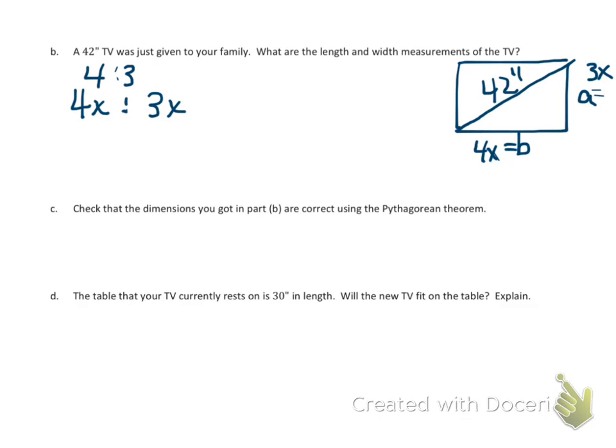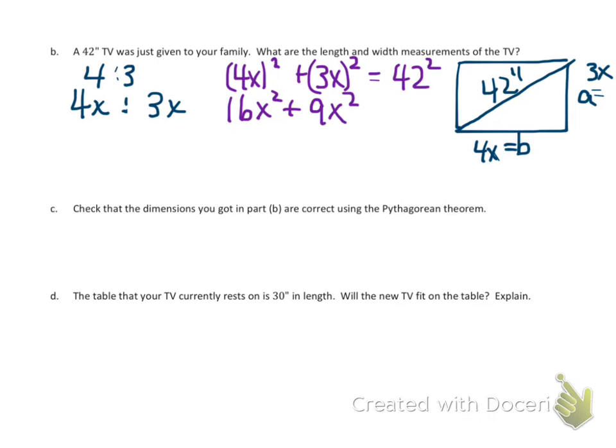So this is going to be, let's change colors here. We're going to have (4x) squared. Now notice I use parentheses because it's 4x times 4x for that side length, plus (3x) squared is equal to 42 squared. So 4x times 4x is 16x squared. 3x times 3x is 9x squared. And 42 squared is 1,764. Notice even though I'm using a calculator, I'm writing everything out that I do. So 16x squared plus 9x squared is 25x squared.